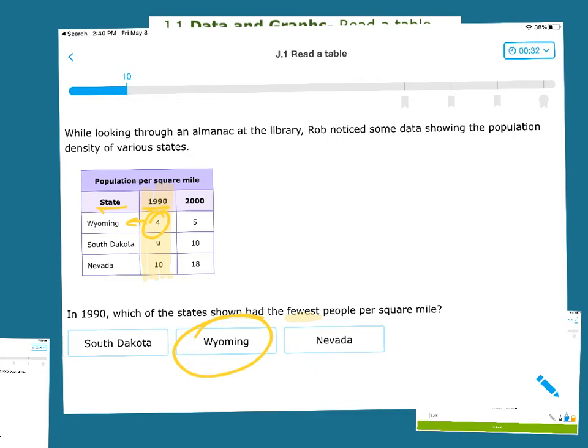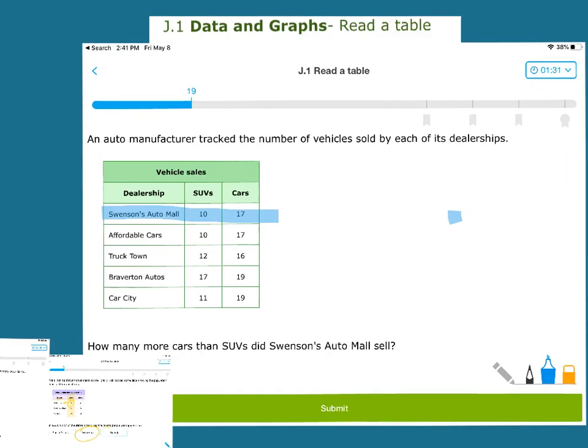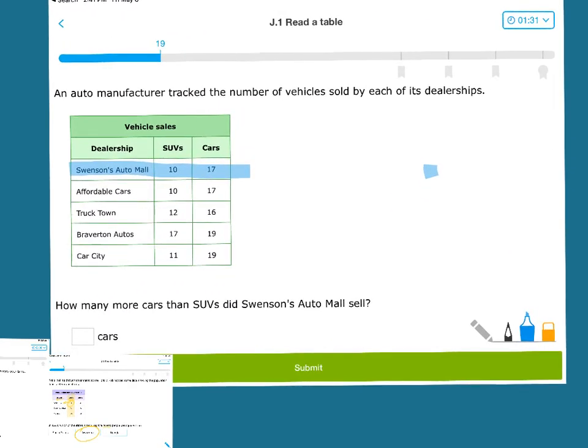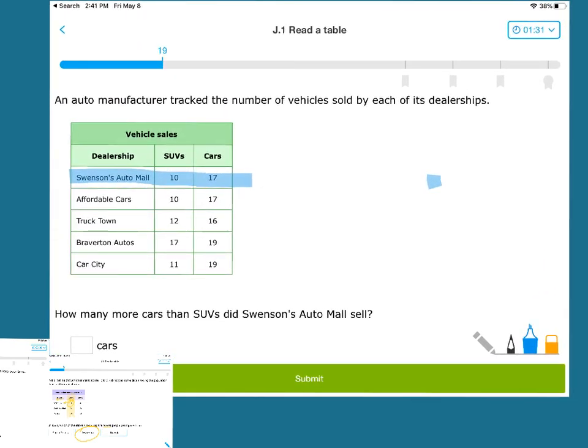Okay, let's try one more. Pull this up. Last one of my examples. This one says, an auto manufacturer, so people who make cars, tracks the number of vehicles sold by each of its dealerships. Here I actually use the highlighter tool that IXL has. And it's asking how many more cars than SUVs did Swanson's Auto Mall sell.